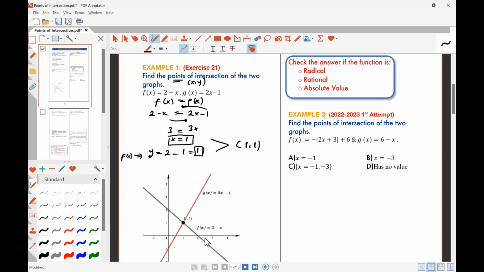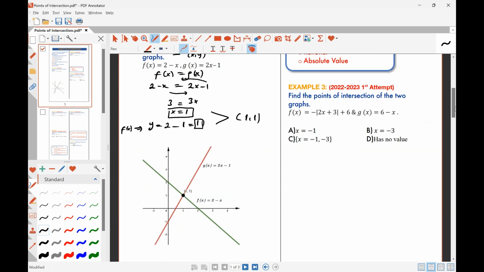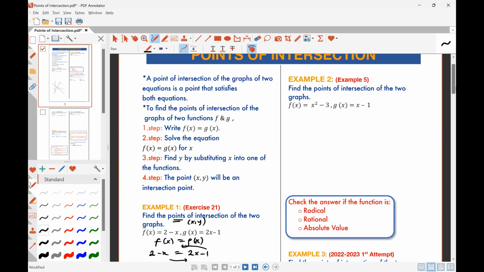Here is their graph. The graph of f of x is this, 2 minus x. The graph of g of x is that. So this is the point where two graphs are intersecting. So 1 comma 1 will be the point of intersection. Let's move on. Example 2.